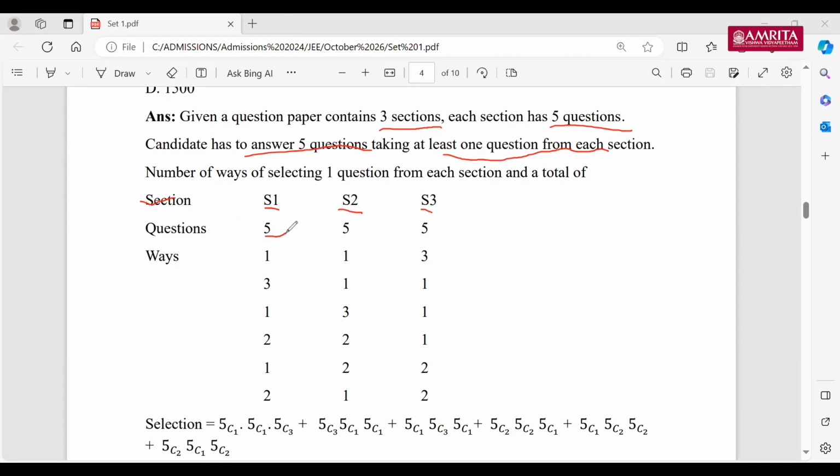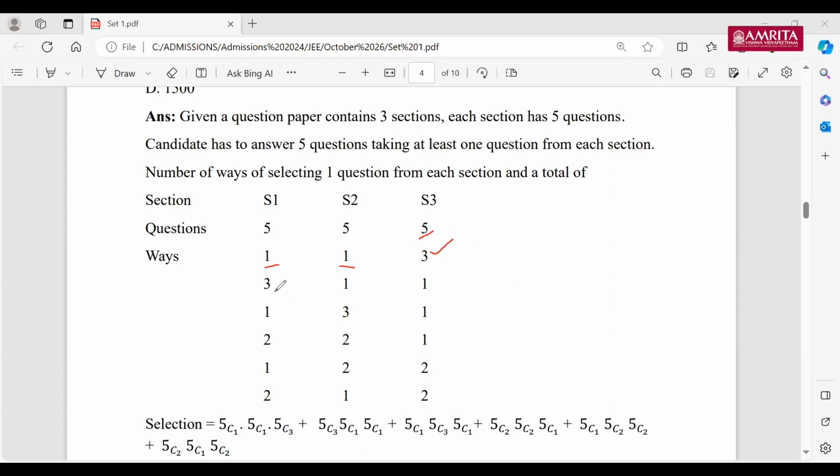And the total questions in each part is 5. Now I need to analyze the ways of arrangement of each one. One is compulsory from each, but the total has to be 5. So if I'm selecting S1 and S2 as 1, 1, then S3 will be 3. And it's compulsory, at least 1 from each of them. So it will be 3 plus 1 plus 1, a total of 5.